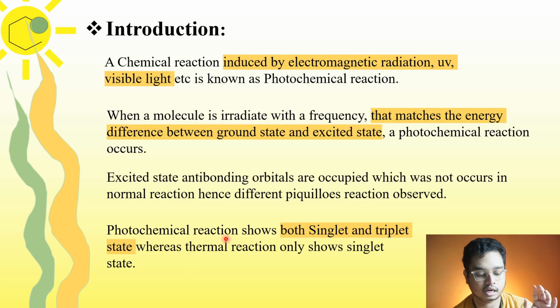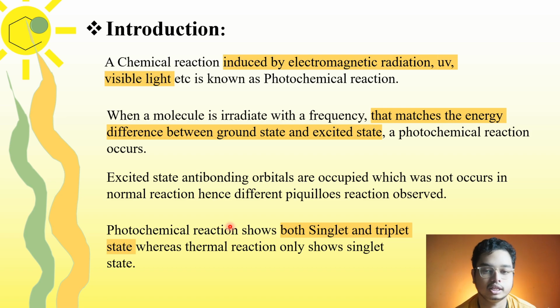Now, first, I want to emphasize how light actually influences a chemical reaction. First, let us talk about the definition of a photochemical reaction. A chemical reaction which is induced by electromagnetic radiation, more precisely UV or visible light, is known as a photochemical reaction.